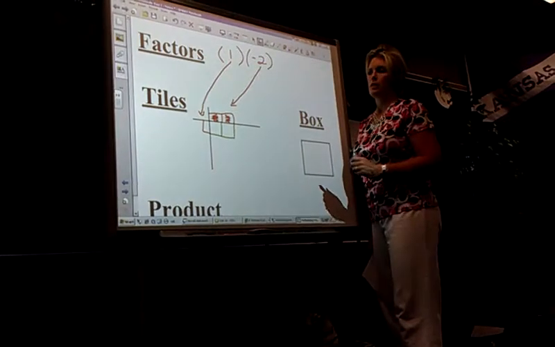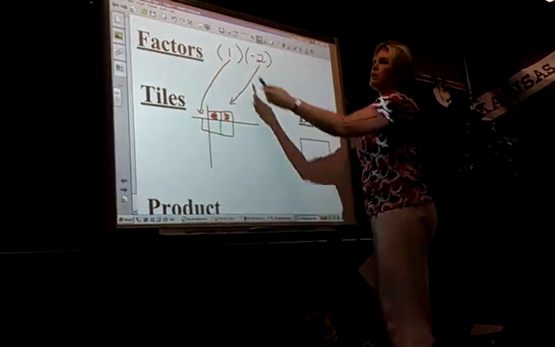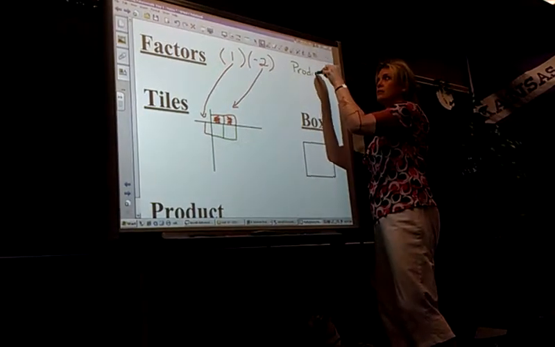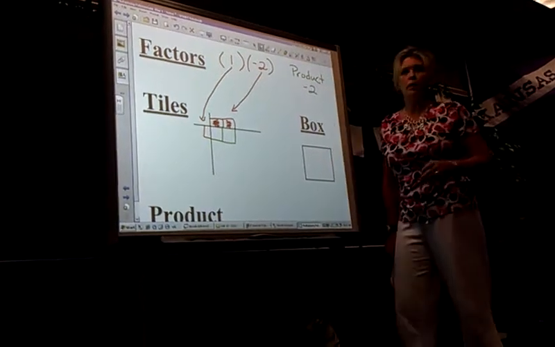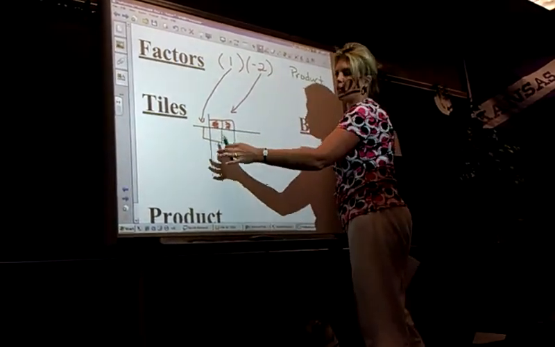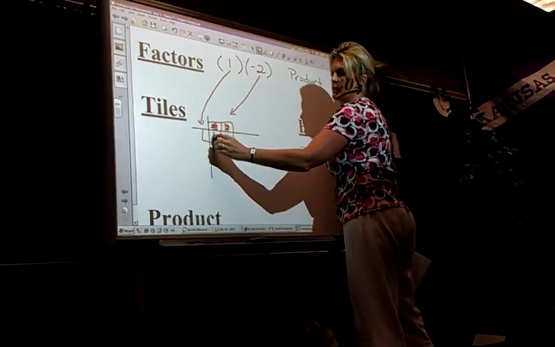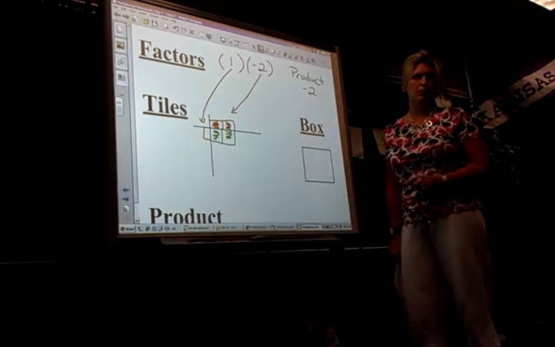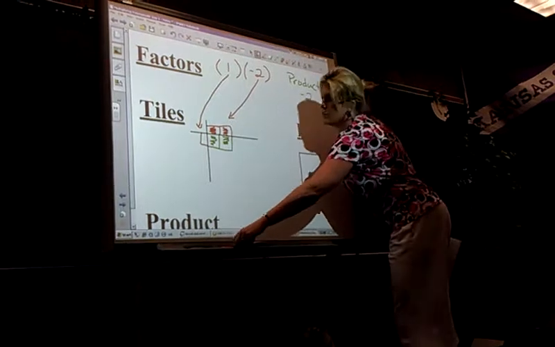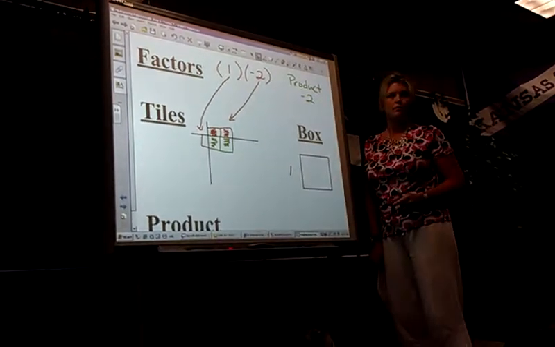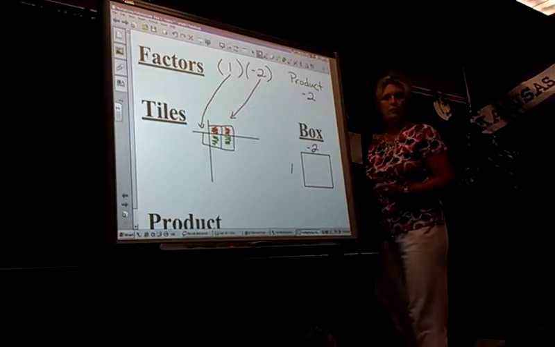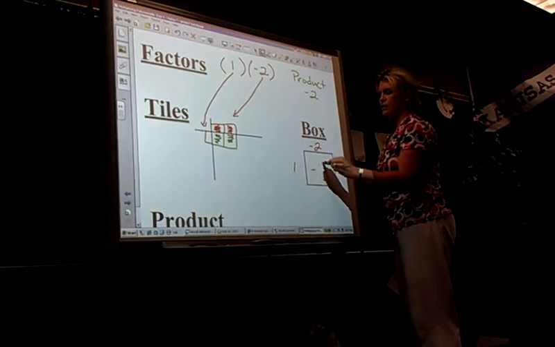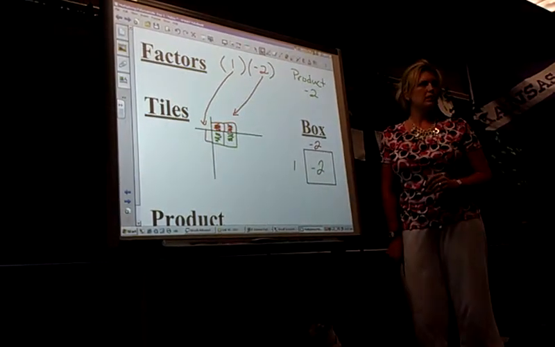What do we know 1 times negative 2 is? It's a negative. So my product is negative 2. If you look here, after I draw the boxes, 1 times negative 1 is negative 1, and 1 times negative 1 is negative 1. There's where my negative 2 comes from. So in the box method, you would take that first number and put it here, take that second number and put it up here, then say 1 times negative 2, and that's negative 2 to get the answer.